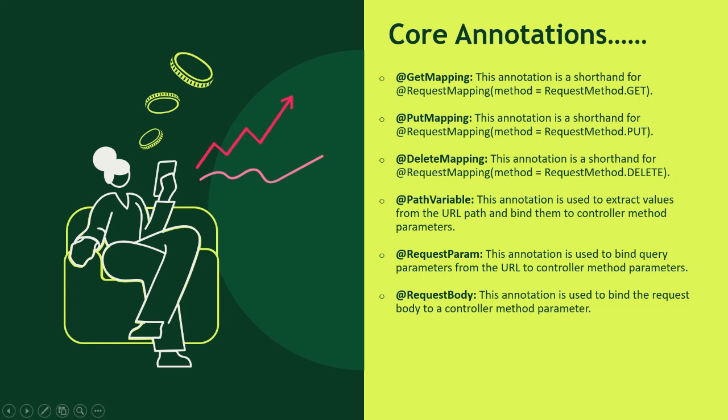There is an @RequestParam. This annotation is used to bind the query. So if you go to the URL, you will have the query parameter, and then you will have the key and value, right? So you will have that request param inside that, and you can map it to the params in the URL itself, right?